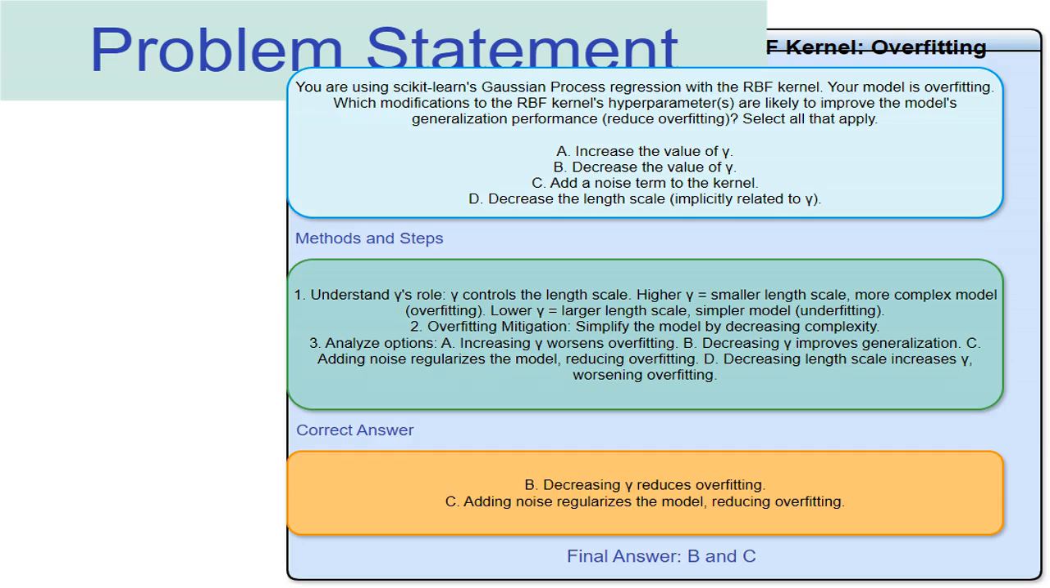I'm tackling a problem using Sklearn's Gaussian process regression with a radial basis function, RBF, kernel. The RBF kernel uses a parameter called gamma that affects how the model behaves. I'm seeing overfitting, which means my model is too closely tied to my training data and isn't generalizing well to new data. I need to figure out how to adjust gamma to improve the model.